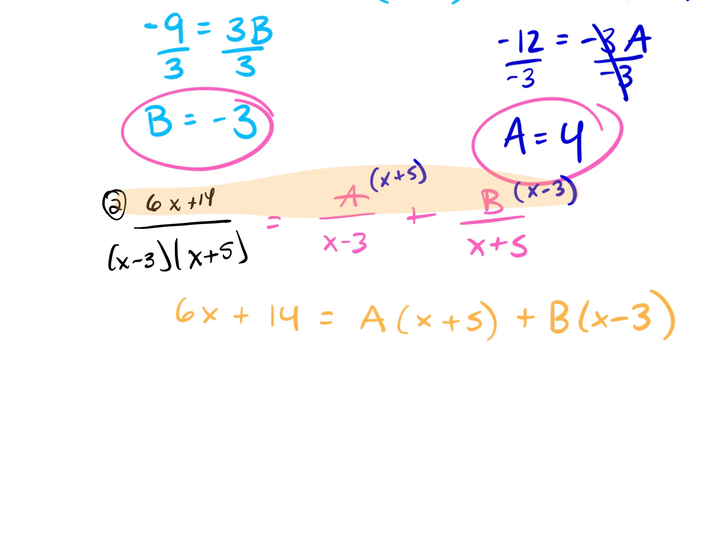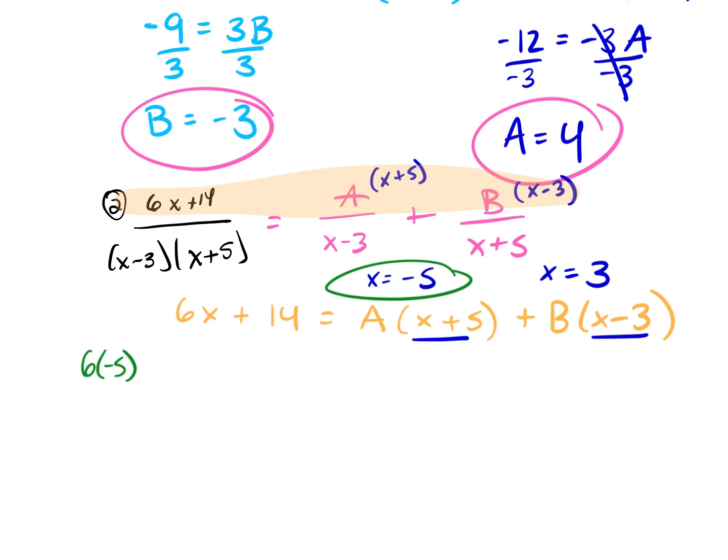Now we need to find numbers to plug in, so we set our two parentheses equal to 0. So we're going to plug in negative 5, and we're going to plug in 3. I'm going to start by plugging in negative 5. So we have 6 times negative 5 plus 14 is equal to A times negative 5 plus 5 plus B times negative 5 minus 3.